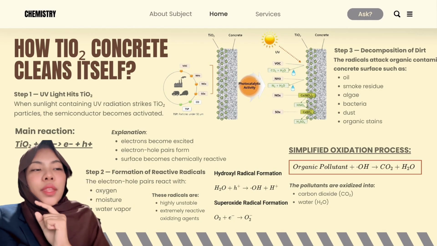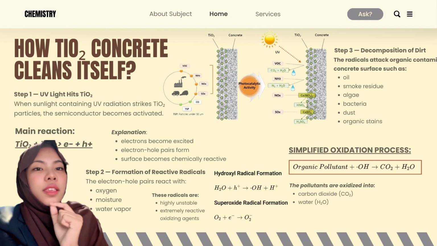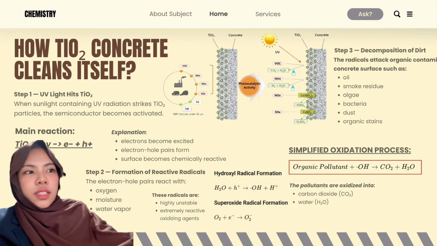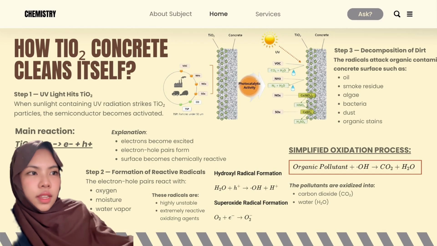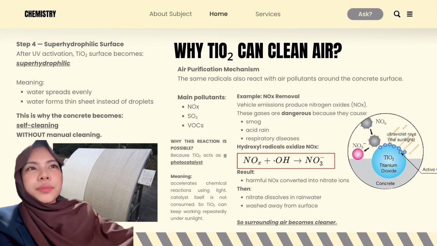It will become organic pollutant plus OH become CO2 plus H2O. And the pollutants are oxidized into carbon dioxide and also water. Okay, we continue to the next slide.